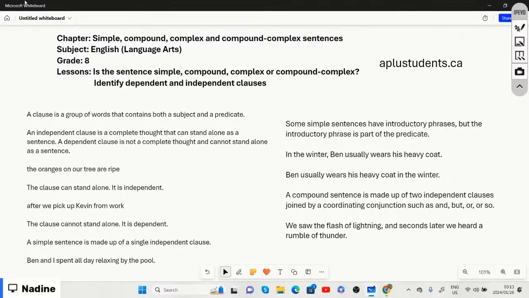So we said a compound sentence is made up of two independent clauses joined by a coordinating conjunction such as and, but, or so. Remember that it is basically joining two sentences, two independent clauses that can each stand on their own. If you join them with a coordinating conjunction, then it becomes one sentence.